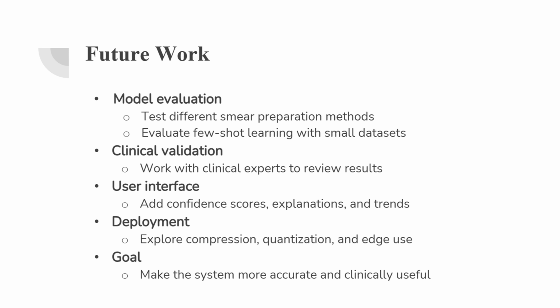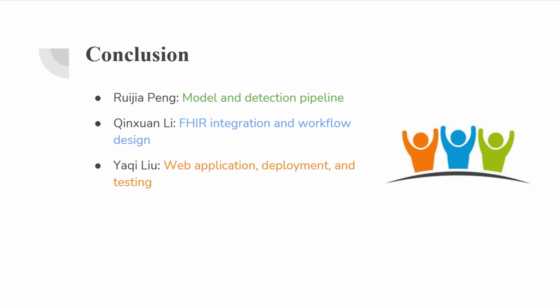To conclude, our project is a blood cell detection system with FHIR integration. Each team member's contribution is on this page. We built this project to explore how AI-based blood smear analysis can be connected to standardized healthcare workflows. The system detects platelets, red blood cells, and white blood cells from microscopy images, then maps those images and results to FHIR resources, such as media, observation, organization, and diagnostic report.